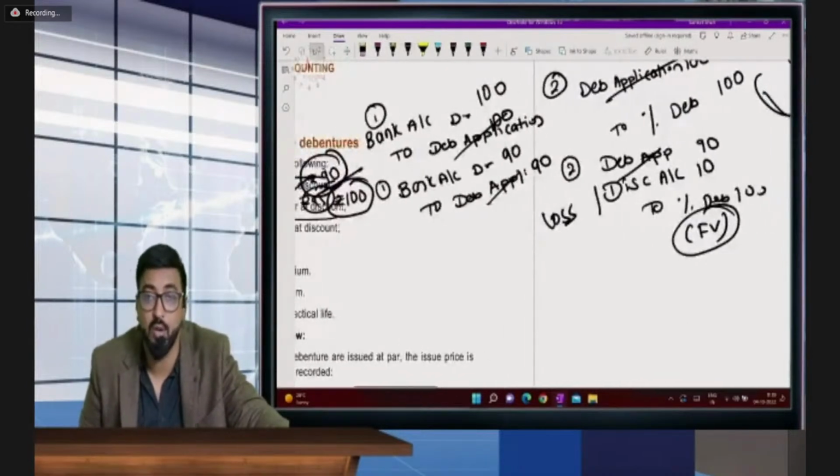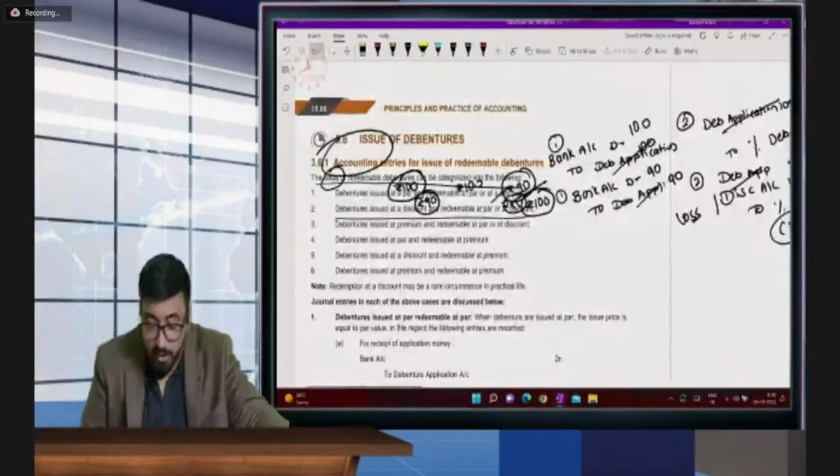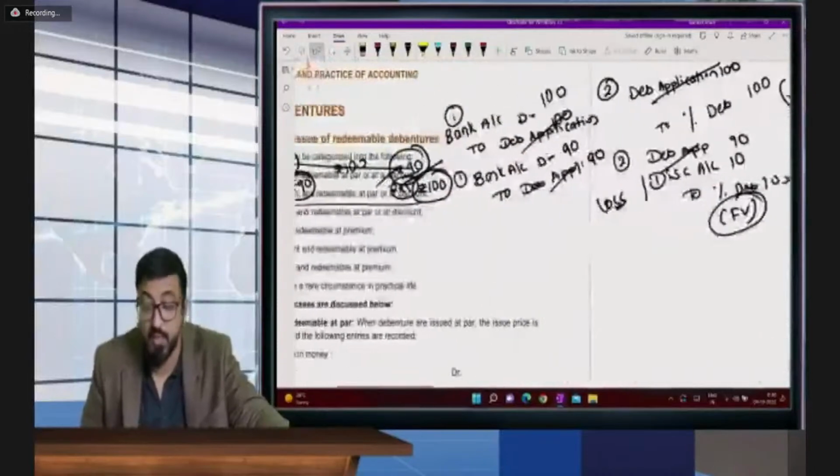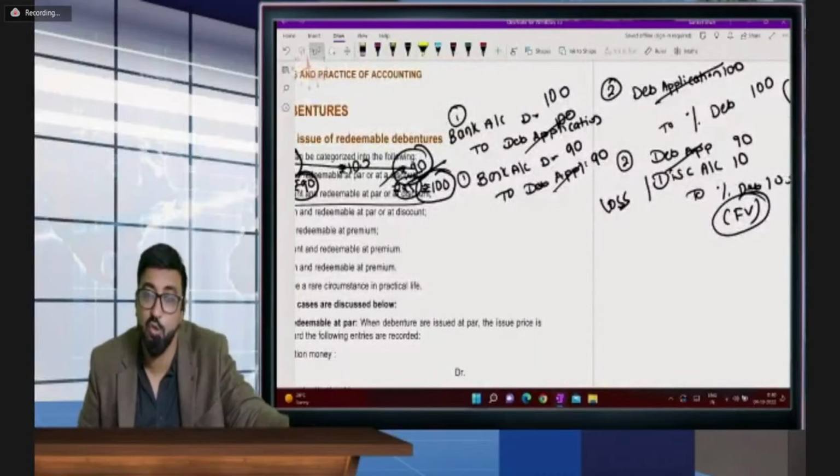At which value do we have to record? Always at face value. Got the entry? So you understood the first two conditions. Yes, you can write these amounts. So the amounts will be very easy for you. After writing the amounts, nothing dummy is left in this.